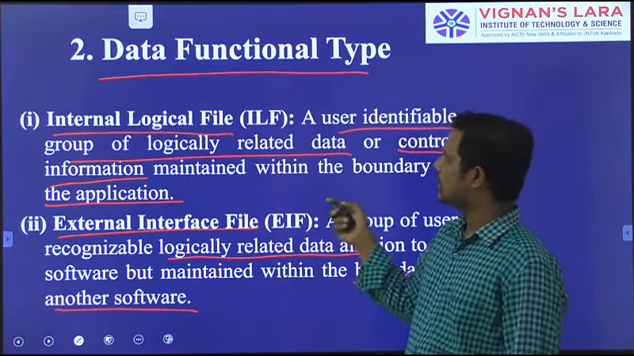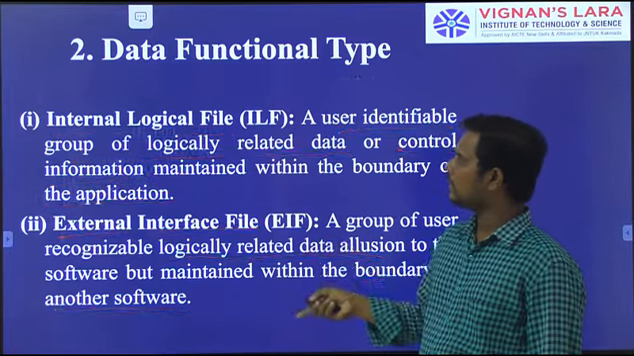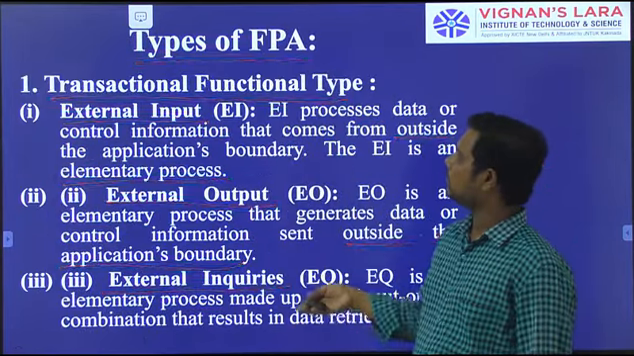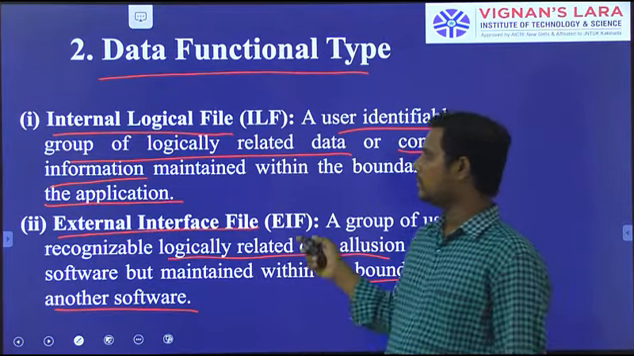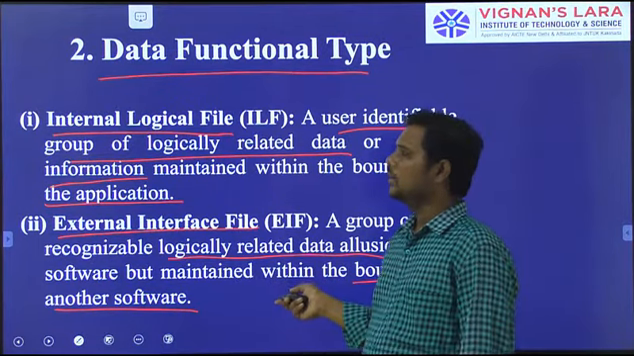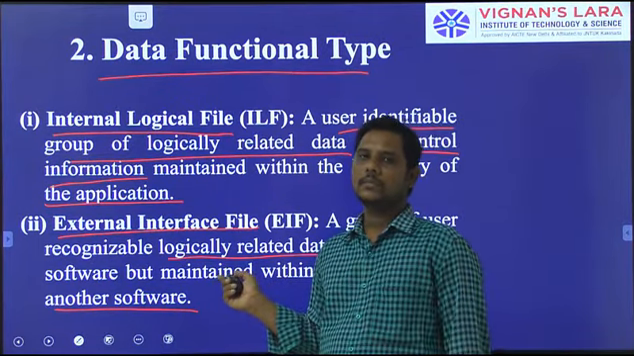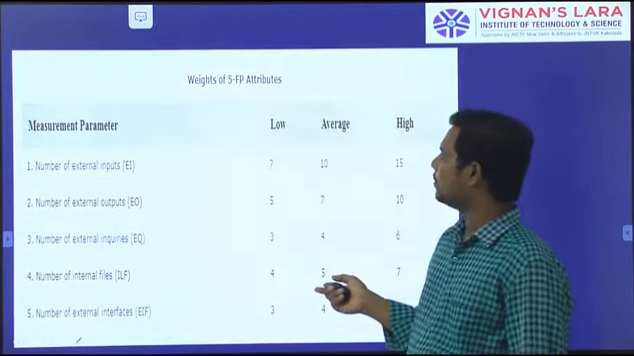Okay. So, these are the data functional type, transactional functional type, transactional functional type, data functional type. These 5 inputs are very, very important and are used to calculate the estimation of function point analysis. So, one by one we can see that.